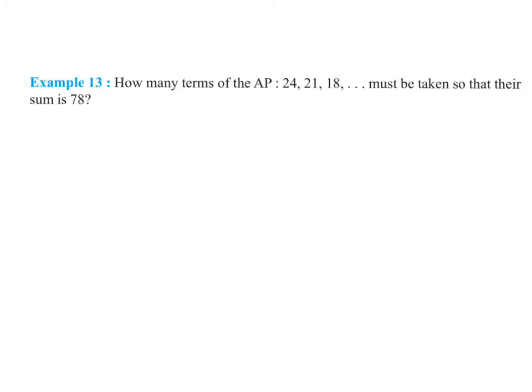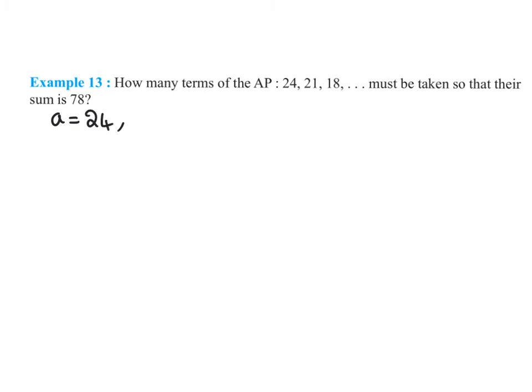Let's try this. How many terms of the arithmetic progression 24, 21, 18 and so on must be taken so that their sum is 78? So we know what's the first term of the arithmetic progression over here. It's 24.